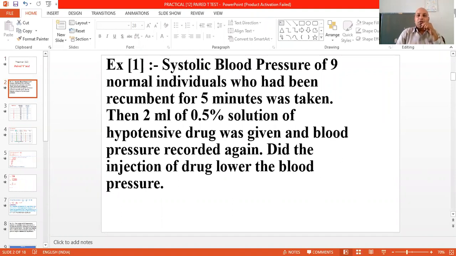The systolic blood pressure of 9 normal individuals who had been at rest for 5 minutes was taken. Then 2 ml of 0.5% solution of a hypotensive drug was given and blood pressure was recorded again. Did the injection of the drug lower the blood pressure?